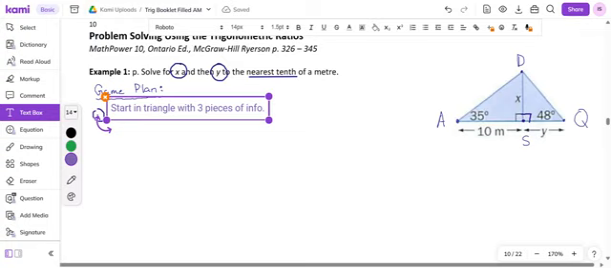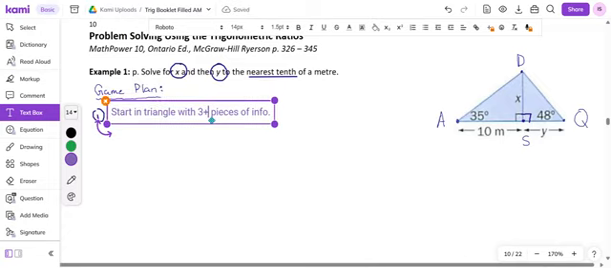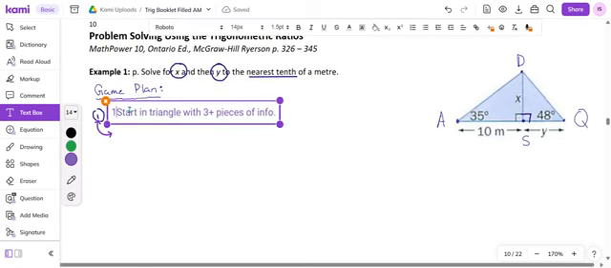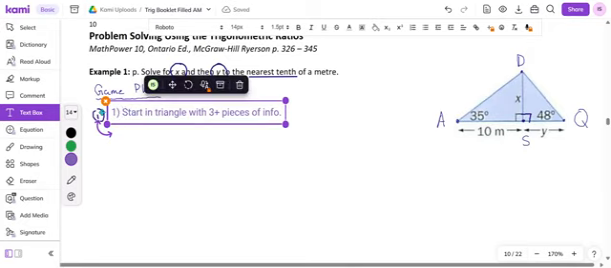Here, how about this? I say 3 plus pieces of info, right? That makes sense. Now, what do we find? We find we could solve the entire triangle, right? But that's a waste of time. What am I going to solve for? In ADS, what's the side I'm going to solve for? Say it out loud. Yeah, opposite or A or X.